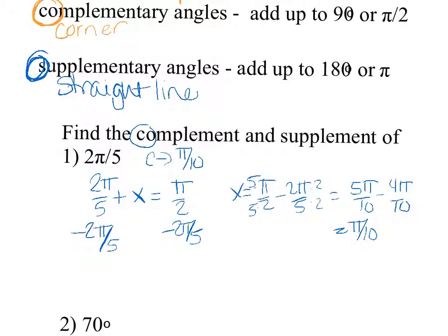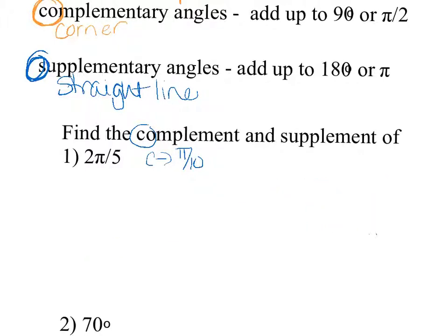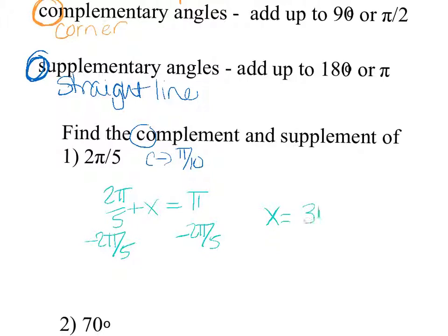Now for the supplement, they have to add up to a full 180, or in our case, because we're working in radians, they have to add up to pi. So we need 2 pi over 5 to add up with another angle to give me pi. Pi is the same as 180. So I subtract 2 pi over 5, so x equals 3 pi over 5.